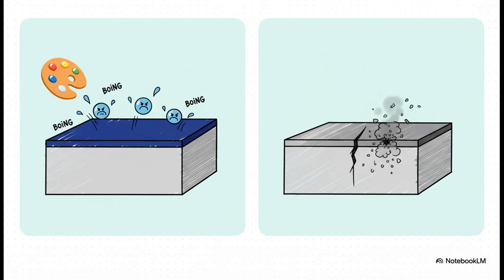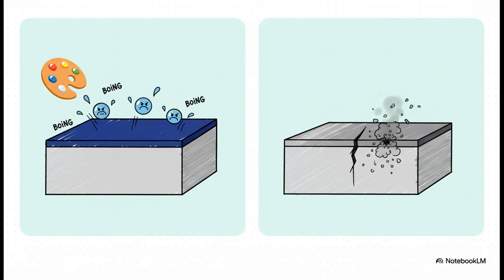Now, the other big strategy is a lot more straightforward. Just put a barrier between the metal and the environment. This is your passive protection. On one hand, you have organic coatings, like paint or polymers that just physically block stuff. But then you have inorganic coatings. Think of galvanized steel. You're coating steel with zinc.